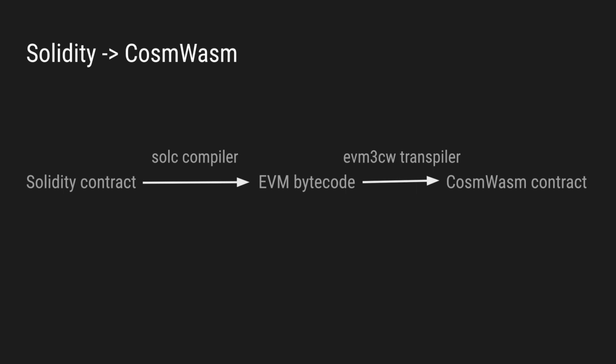So today I will demo the first prototype. We are writing a Solidity contract that we will compile to EVM bytecode with the Sol-C compiler, and we will be using Remix for this part. The EVM bytecode is then transpiled to a CosmWasm compatible WebAssembly module that can be deployed on any CosmWasm chain.